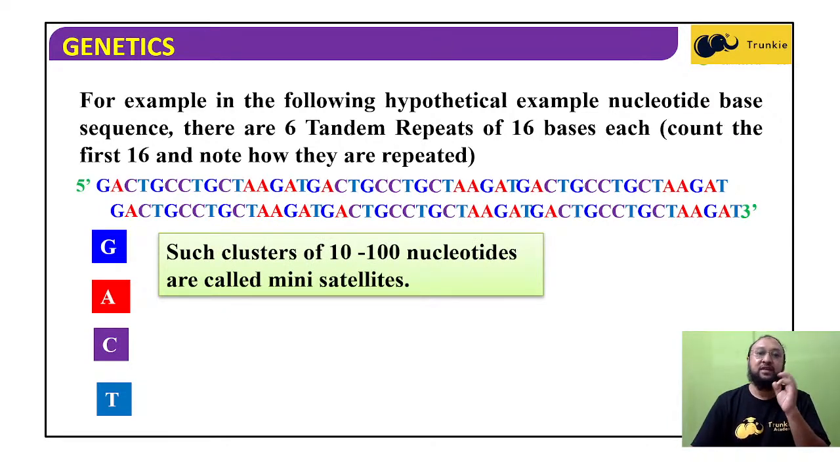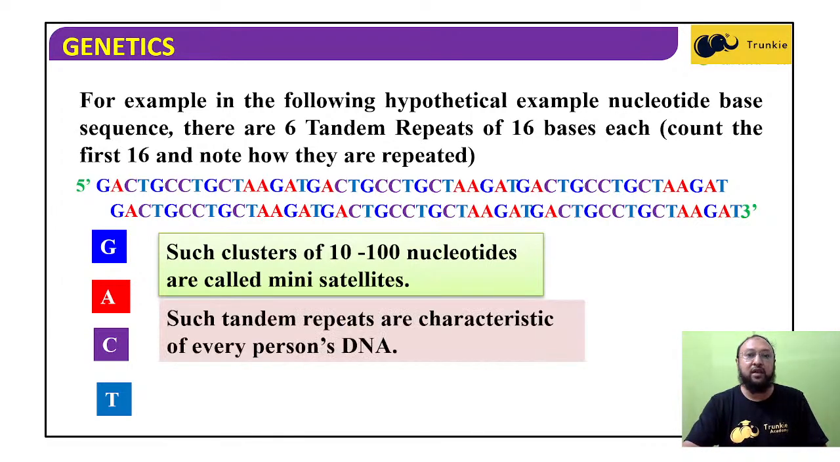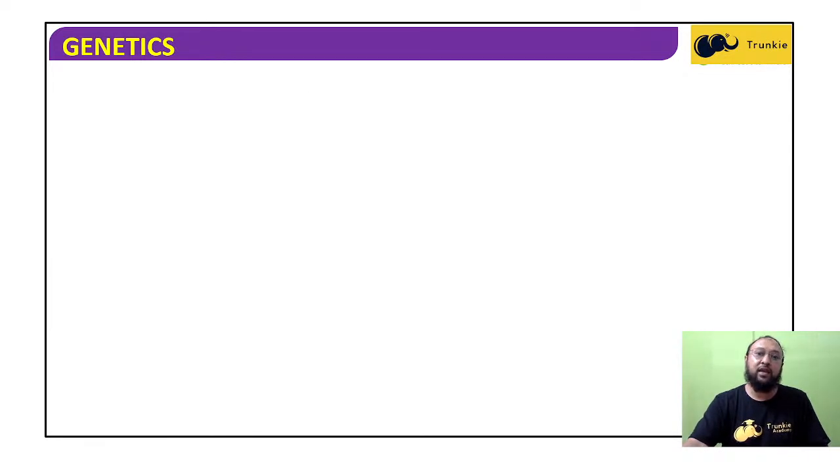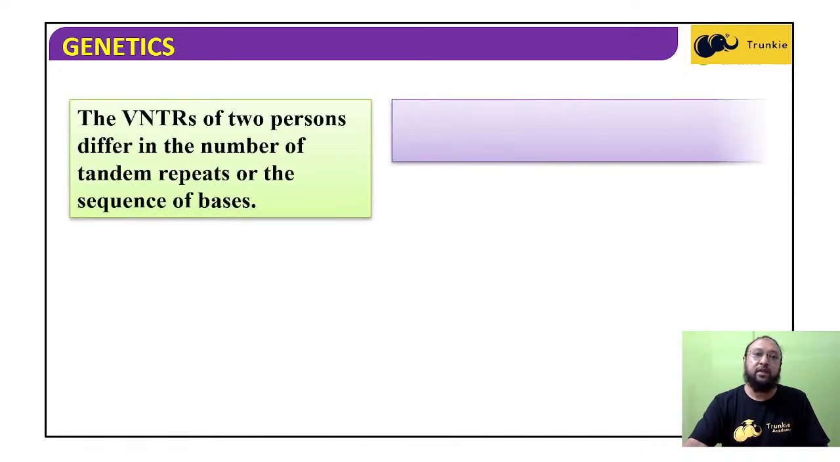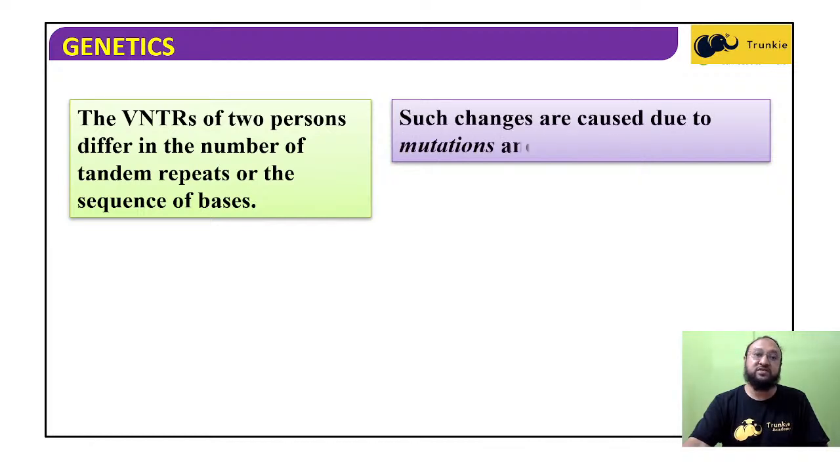GACT is repeated. Such clusters of 10 to 100 nucleotides are called minisatellites. GACT, guanine, adenine, cytosine and thymine, are repeated 10 to 100 times, and these are called minisatellites. Now, such tandem repeats are characteristic of every person's DNA. The VNTR of two persons differ in number.